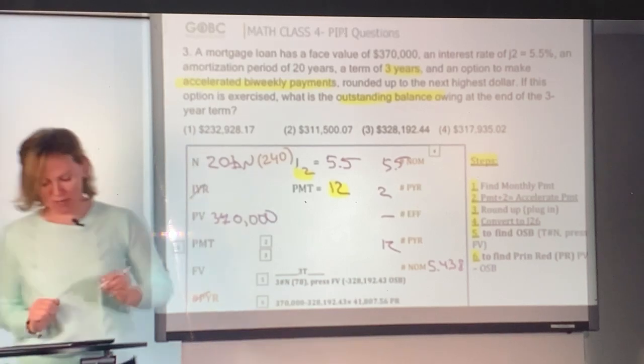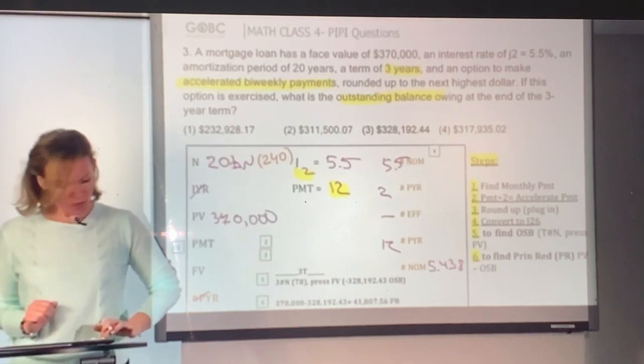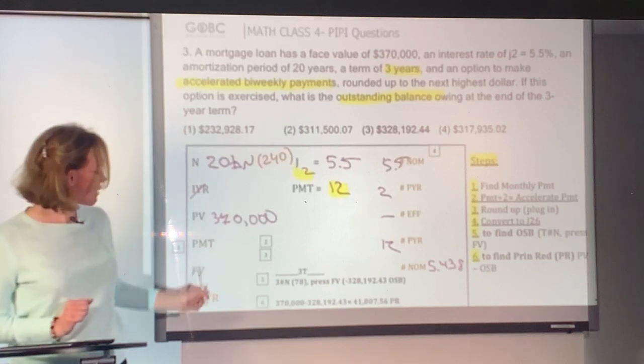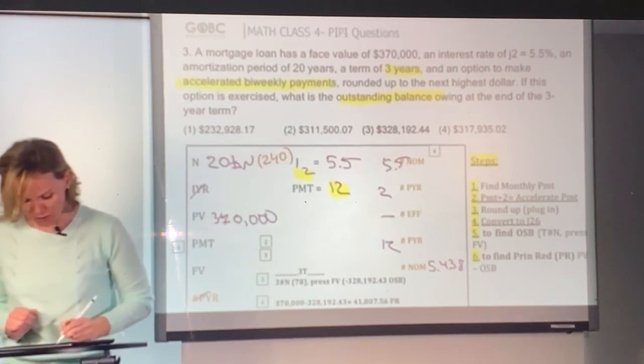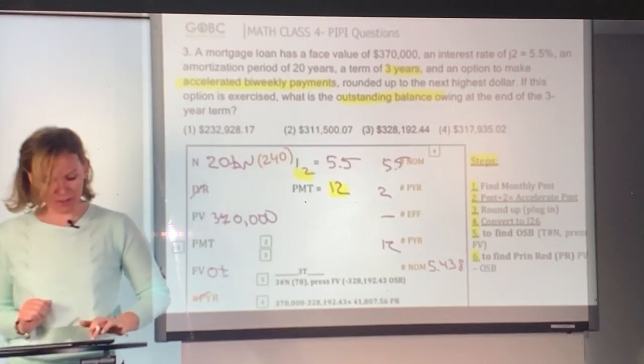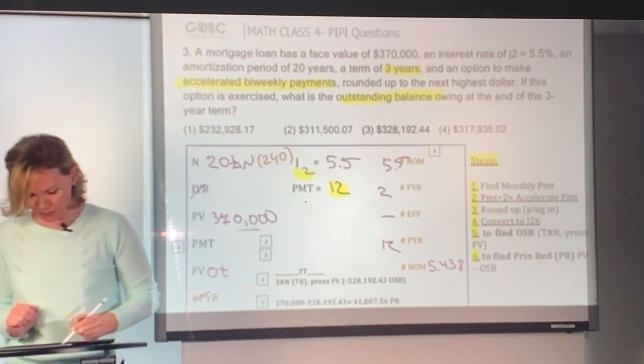IYR is done, so let's put present value, 370, PV, and then future value. If you're looking for the payments, then you're going to put that 0 into the future value too, 0 plus minus, future value, and then press the payment, tell me how much it comes up to.